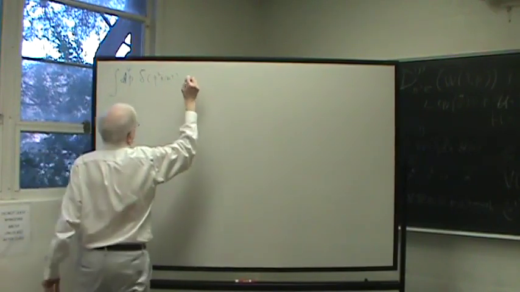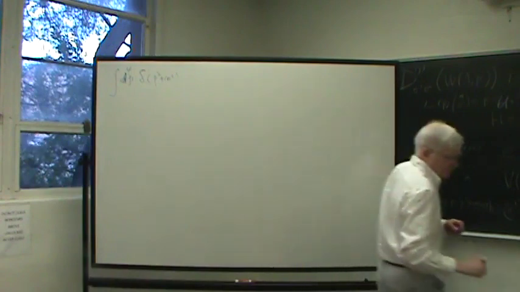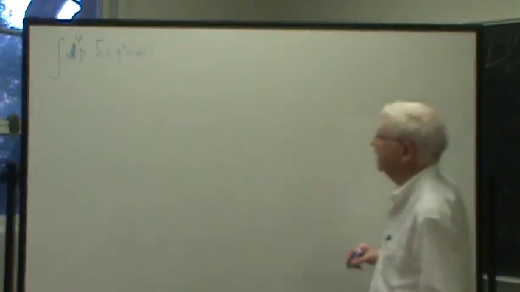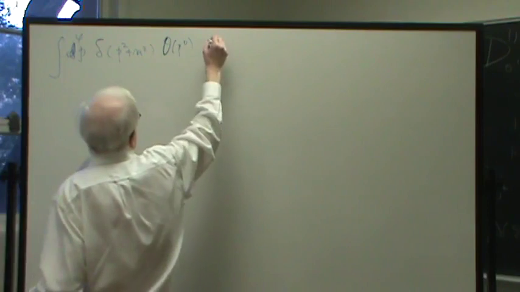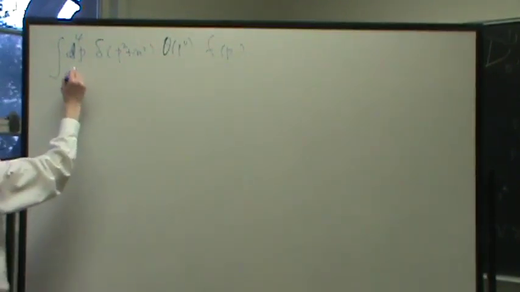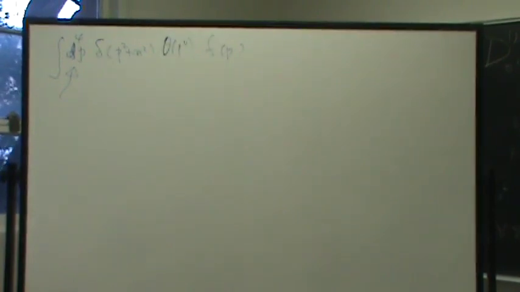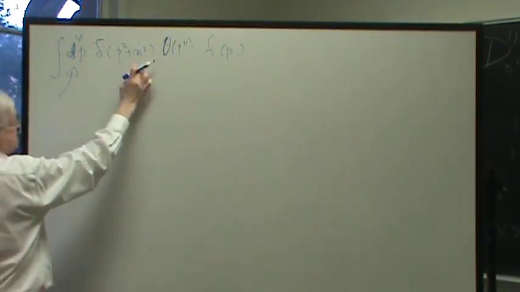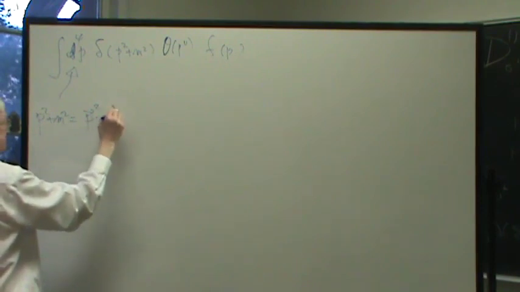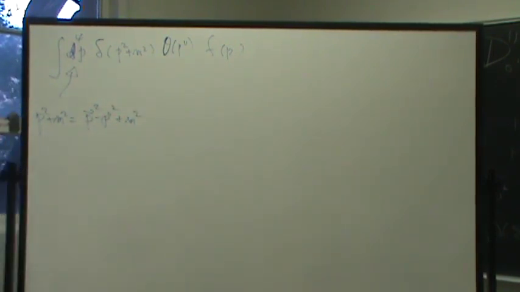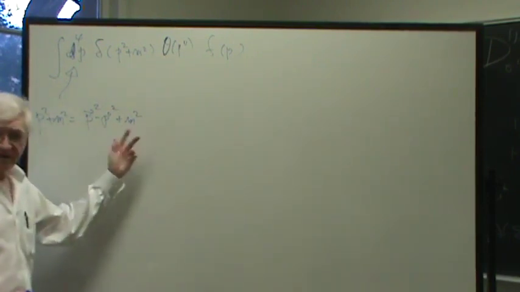Plus m squared. And here, squared. And he puts in a theta of p0, but I don't think that's all that important. Well, and then some f of p, but the f of p isn't playing any role. Now, the important thing is that this is a scalar, because d4p is Lorentz invariant. We're talking special relativity. p squared minus m squared, these quantities are Lorentz invariant. p squared plus m squared is p vector squared minus p0 squared plus m squared, and that's zero when the momentum represents a physical particle.